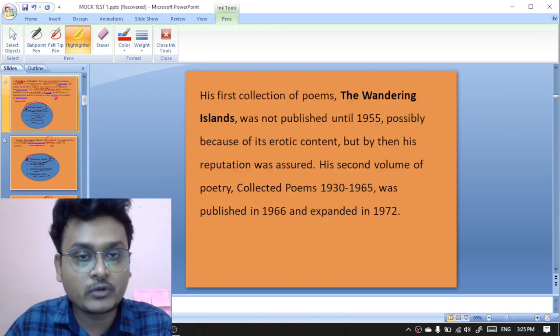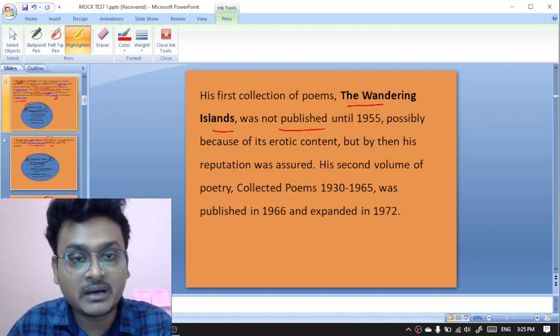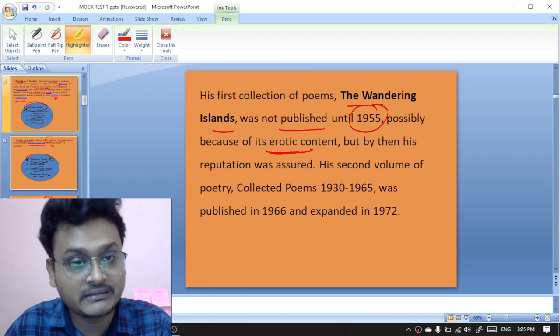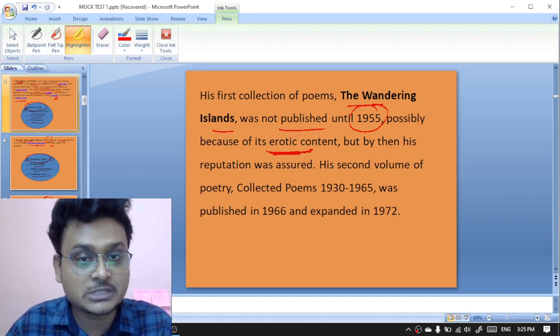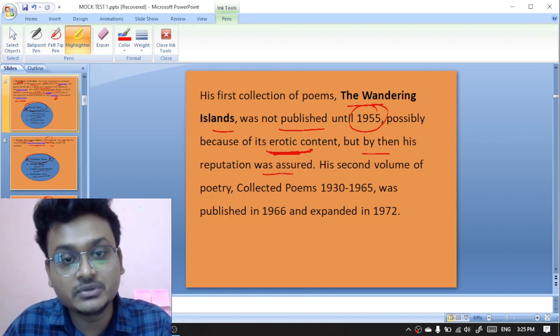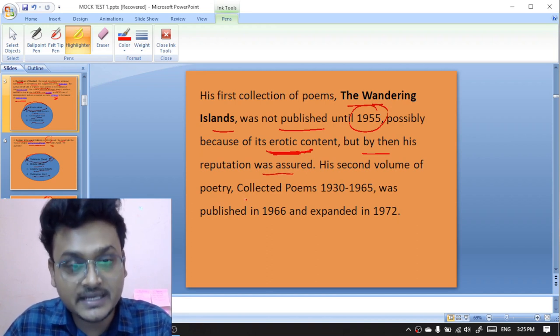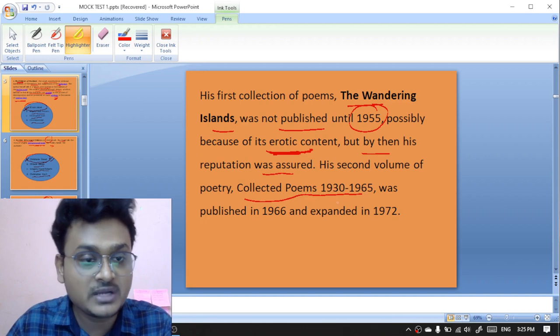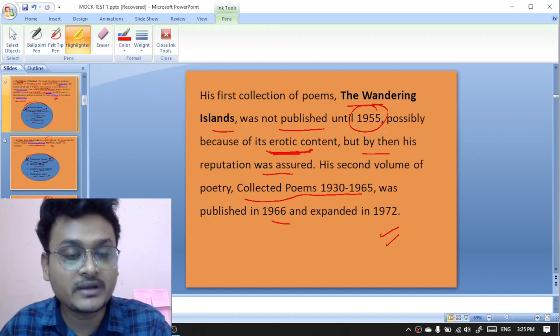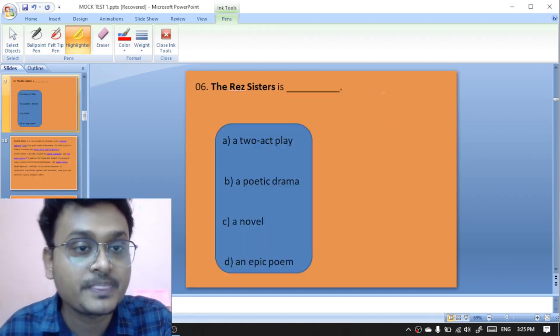His first collection of poems, The Wandering Island, was not published until 1955, possibly because of its erotic content. But by then, his reputation was assured. His second volume of poetry, Collected Poems 1930-1965, was published in 1966 and expanded in 1972. So The Wandering Island was the first collection of poems written by A.D. Hope, the Australian writer.